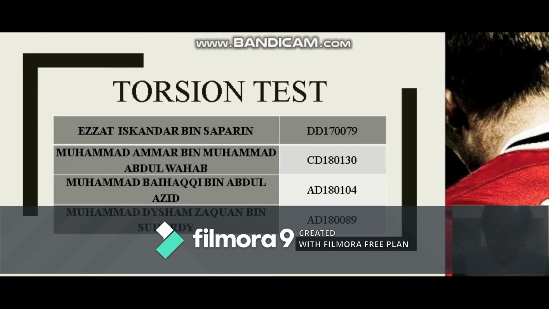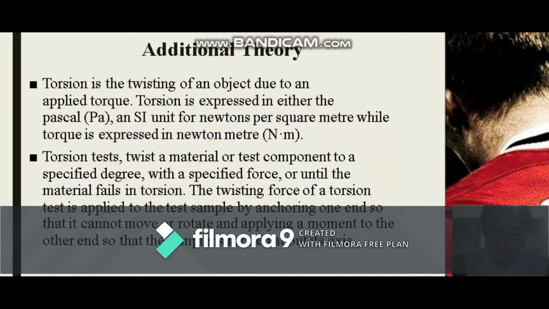For my part in the torsion test experiment, I will explain the additional theory and results. Torsion is the twisting of an object due to an applied torque. Torsion is expressed in Pascal, the SI unit for Newton per square meter, while torque is expressed in Newton meter. Torsion test: twist a material or test component to a specified degree with a specified force, or until the material fails in torsion.